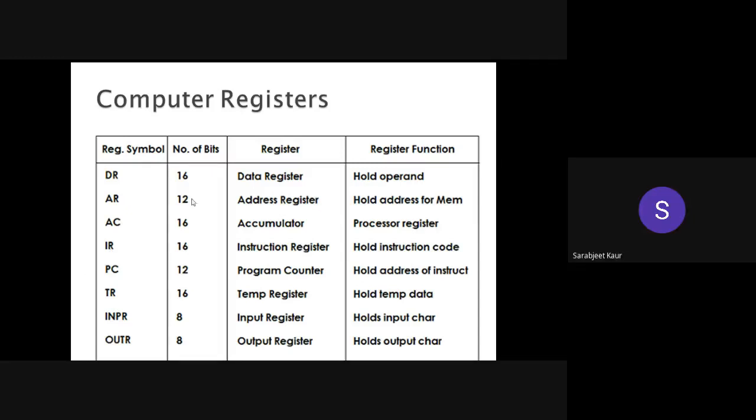So we are left with two registers now, the address register and the program counter. Both of these registers hold addresses, and therefore they must be 12 bits long in our case. Because we had calculated last time that to access 2 raised to the power of 12, that is 4096 address memory, we need 12 bits.